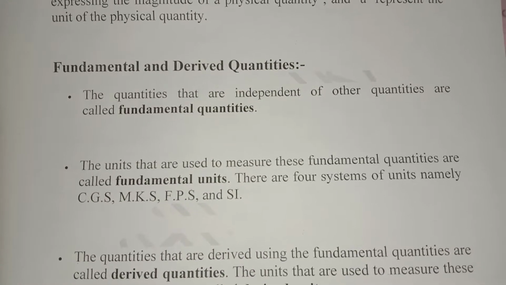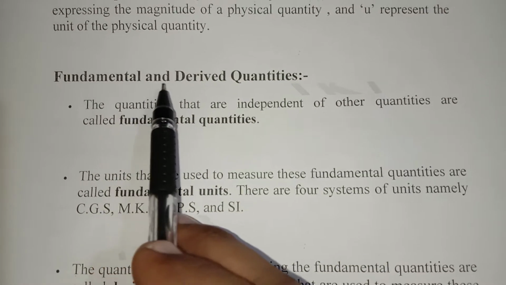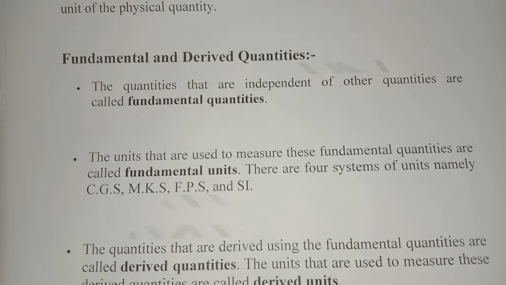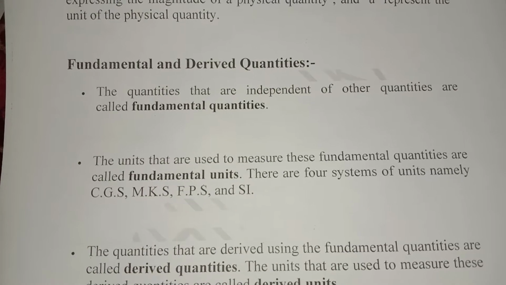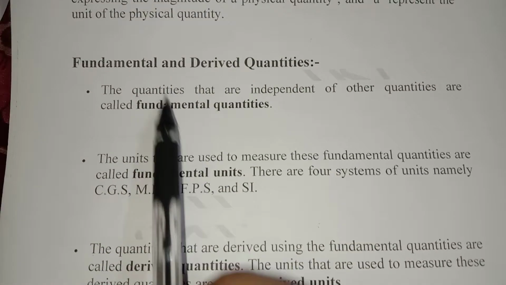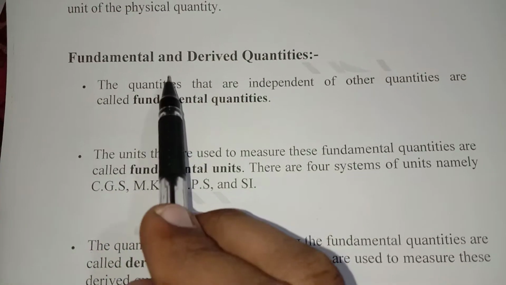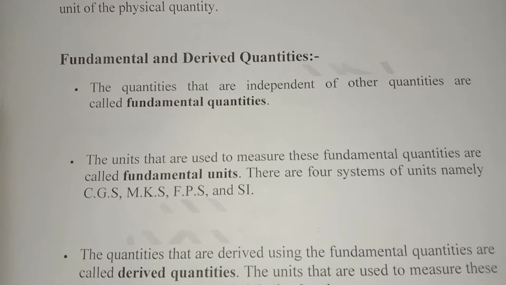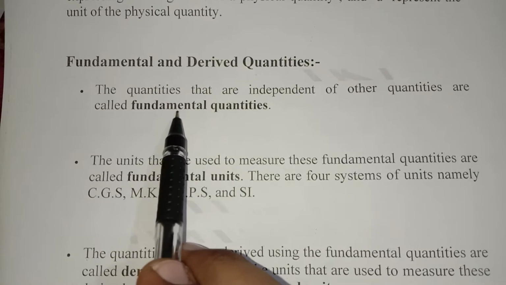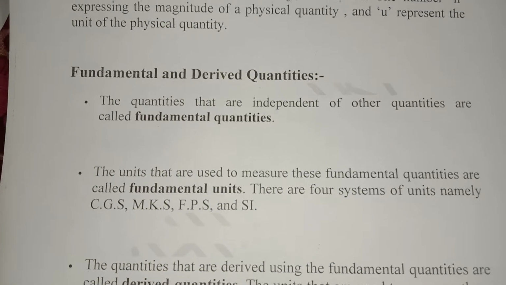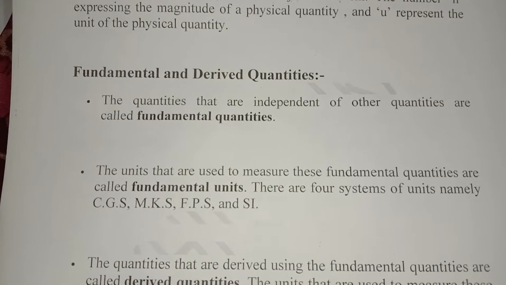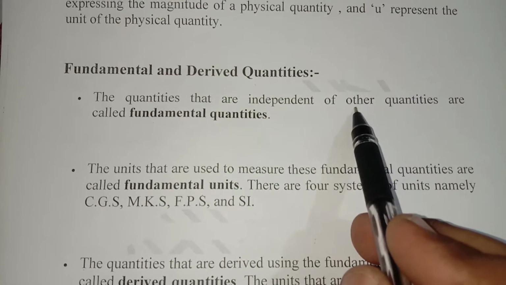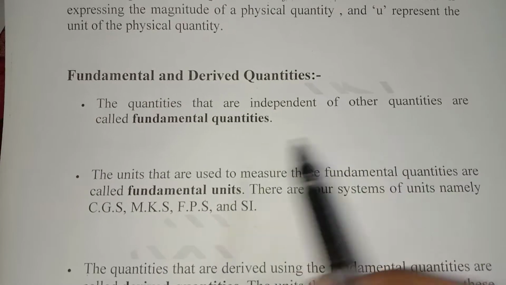Now, there are some fundamental and derived units which we are going to discuss. There are two kinds of units, fundamental and derived units. So one by one we are going to discuss. Okay, so the fundamental units are those units which do not depend on other units, or we can say those units which do not require another physical quantity to show themselves.